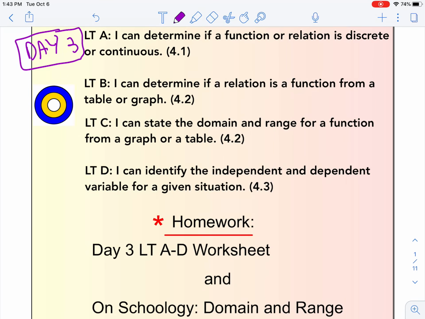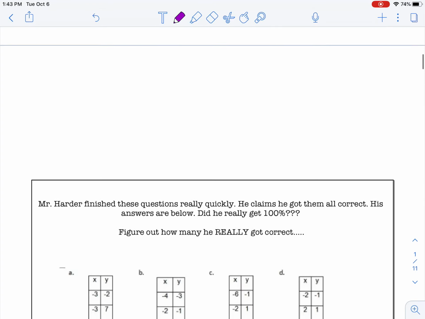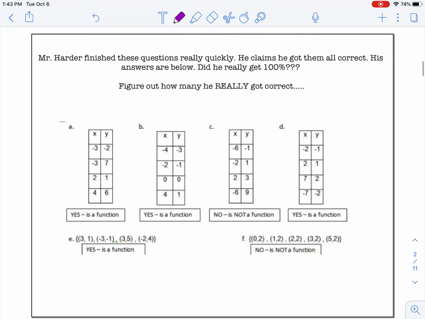Chapter 4, Day 3. We are going to do some reviewing here and some extra practice on what we have covered so far, which would be determining whether a relation is a function, if it's discrete or continuous, stating the domain and range, and working on independent and dependent variables. So, let's take a look at this question.